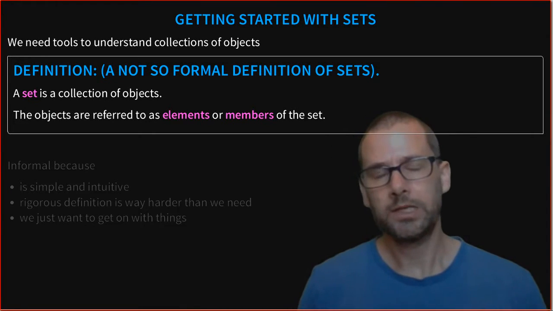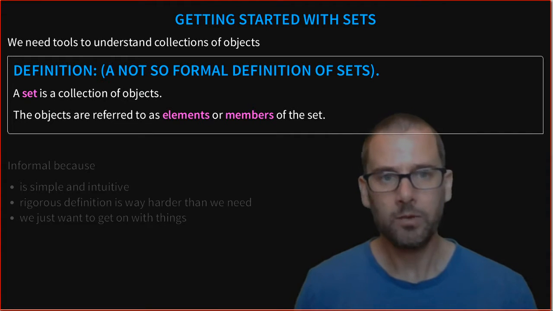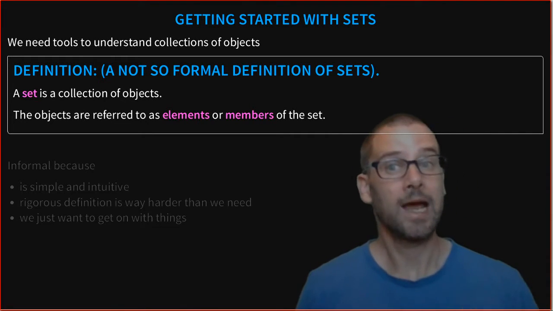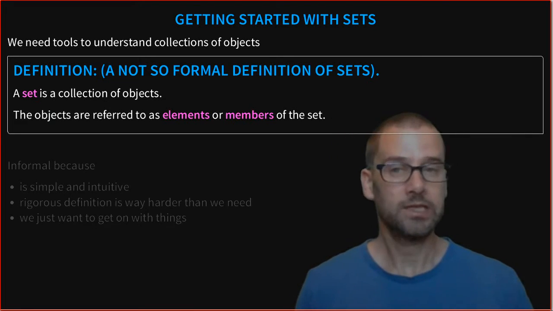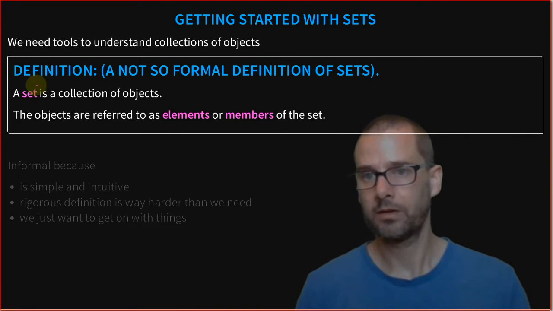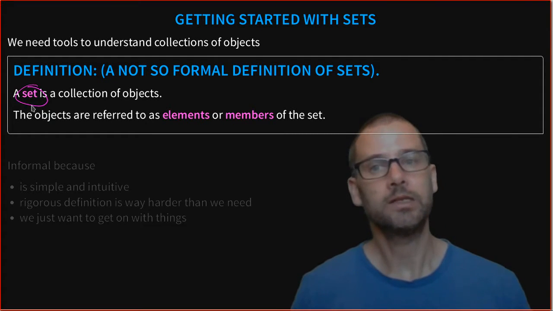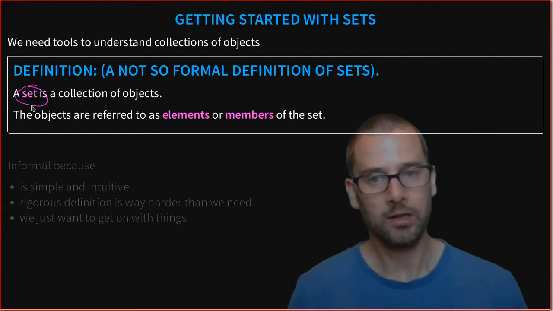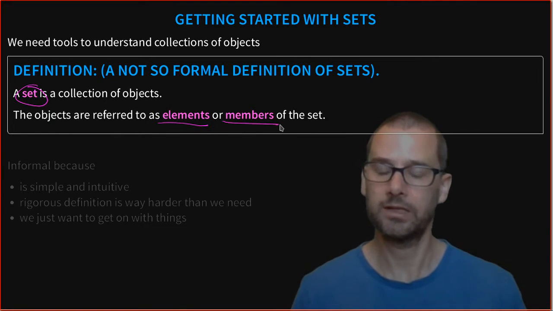Really what we're doing here is we just need some basic tools to understand collections of objects. And the definition we're going to give for this collection of objects, namely a set, is going to be a very, very informal definition. So a set here, notice I'm highlighting the important terms, is just a collection of objects. And the objects in this set are referred to as elements or members of that set.